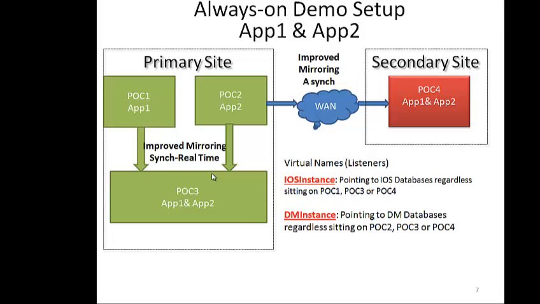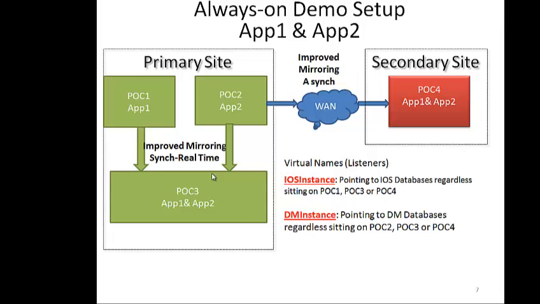In case of local disaster, for instance if POC1 server goes down, then the app1 instance will fail over to POC3 server. And in case POC2 goes down, then the instance will fail over to POC3. So in a situation where POC1 and POC2 both instances are gone down, then your POC3 will be holding a copy of the SQL Server instances on POC3. So app1 and app2 will be connecting to POC3.